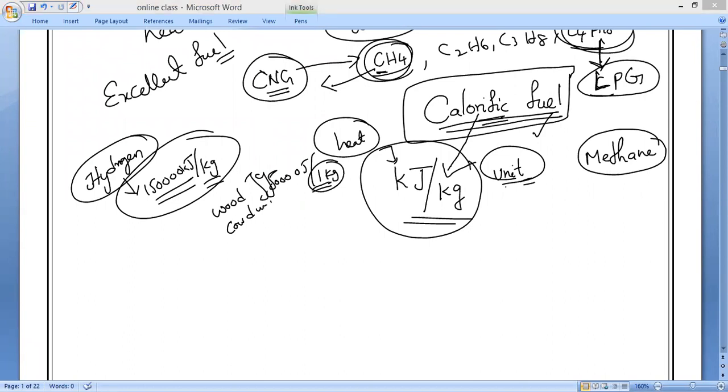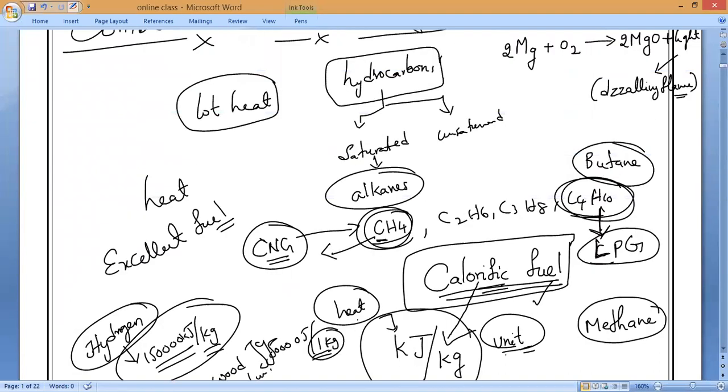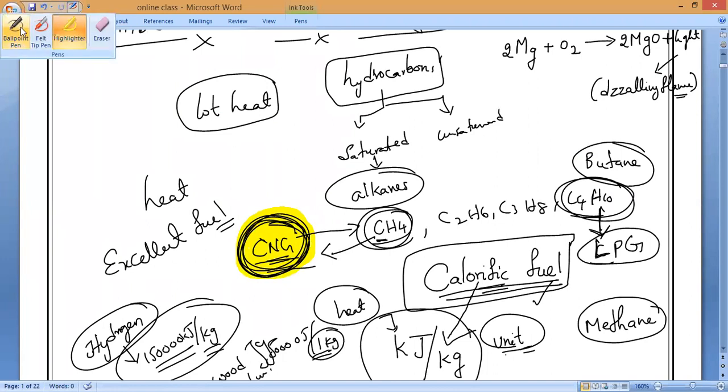So it is a constituent of what? Major constituent of what? I already told you just now. Major constituent of what, guys? CNG is present, major constituent of what? Methane. That is what I am asking. CNG means what? Compressed natural gas. So natural gas, we will study that also, the major constituent is methane only. And in liquefied petroleum gas, our LPG cylinders, butane is the major composition.